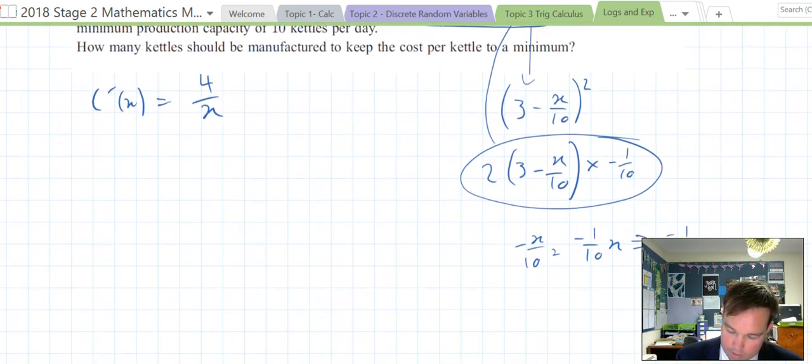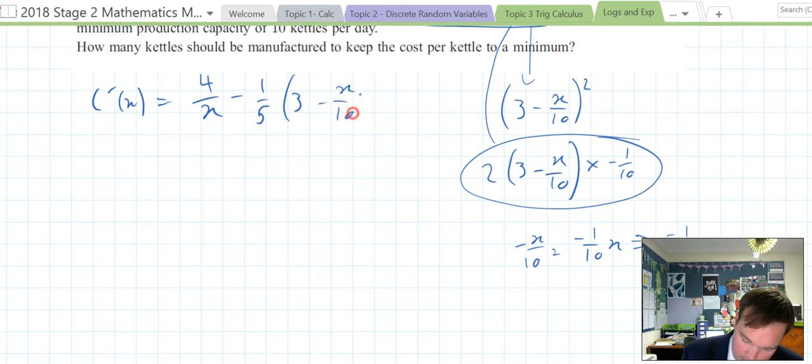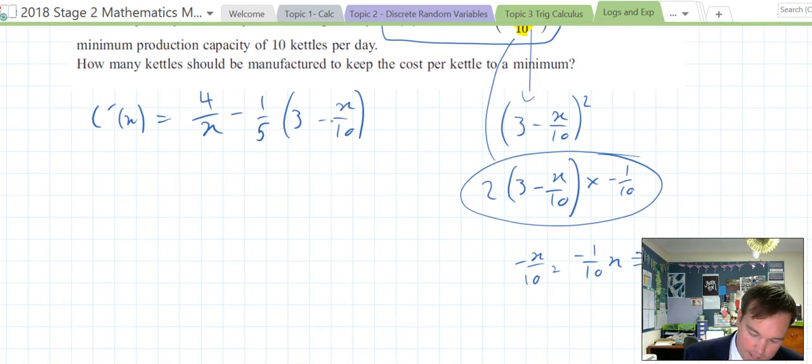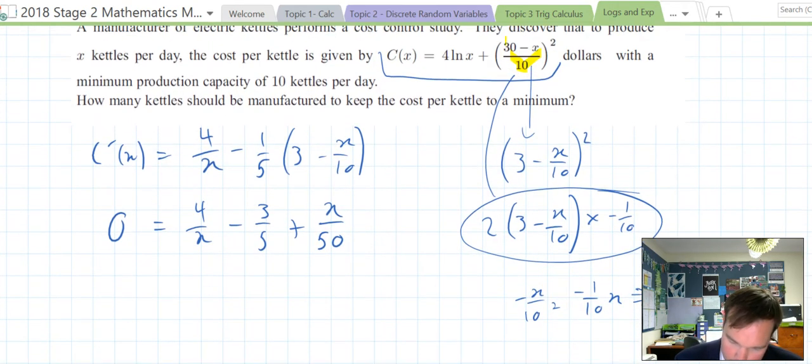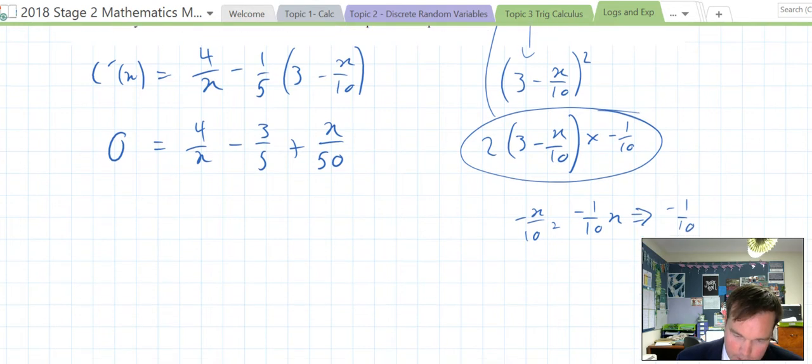Now we are going to want to simplify it. So 2 times minus 1 on 10 is 1 on 5. And there's a negative there, so it's minus 1 on 5 bracket 3 take x on 10, and there's no power anymore because the square disappeared. Alright, let's continue this a little further to expand and simplify. And remembering, we want this then to equal 0. So 4 on x take 3 on 5 plus x on, now 5 times 10 is 50. Okay, so far so good.